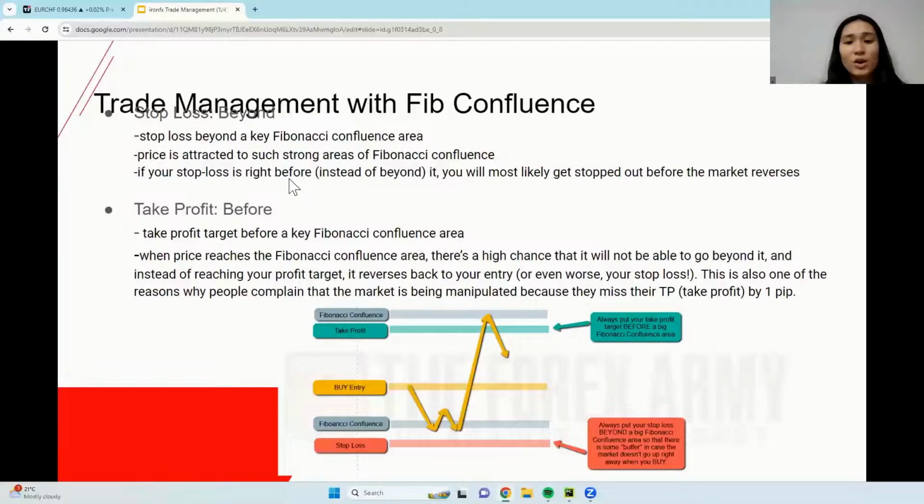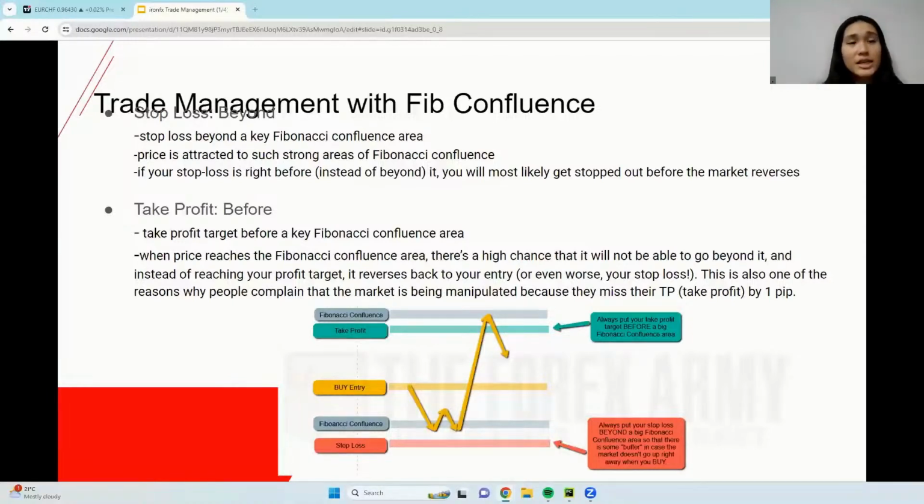And if your stop loss is right before instead of beyond your confluence area, the chances are that you will most likely get stopped out before the market reverses. Okay, and that's basically one of the reasons why most people might wonder why exactly they got stopped out right when the market starts to reverse. And then they often complain about stop hunting.